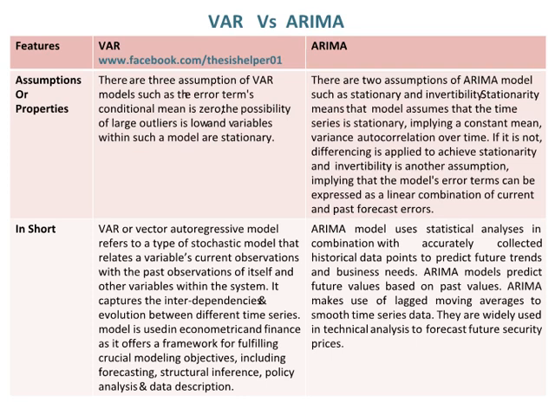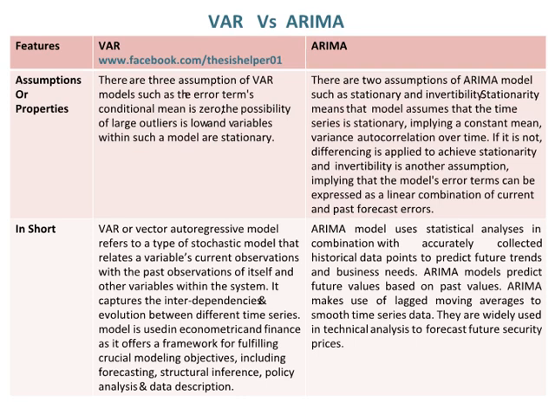Stationarity means that the model assumes that the time series is stationary, implying a constant mean, variance, and autocorrelation over time. If it is not, differencing is applied to achieve stationarity, and invertibility is another assumption, implying that the model's error terms can be expressed as a linear combination of current and past forecast errors.